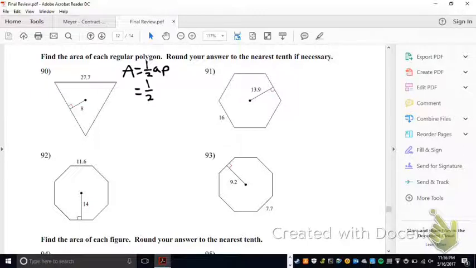1/2. They give us the apothem. It's 8. The perimeter, 27.7 times 3. So the area equals 332.4. Just plug that into your calculator.